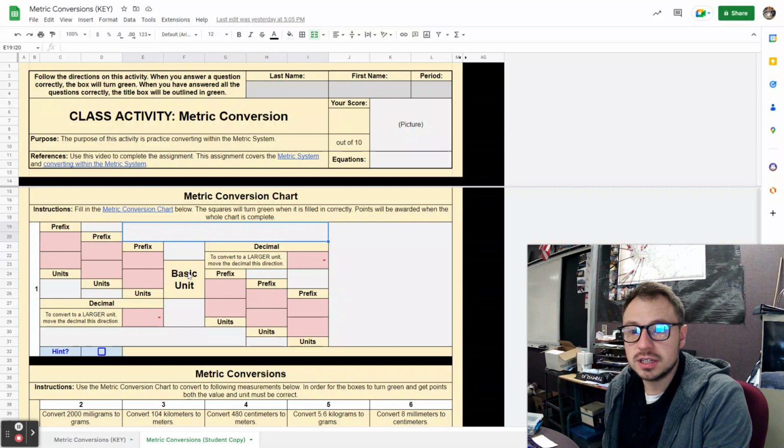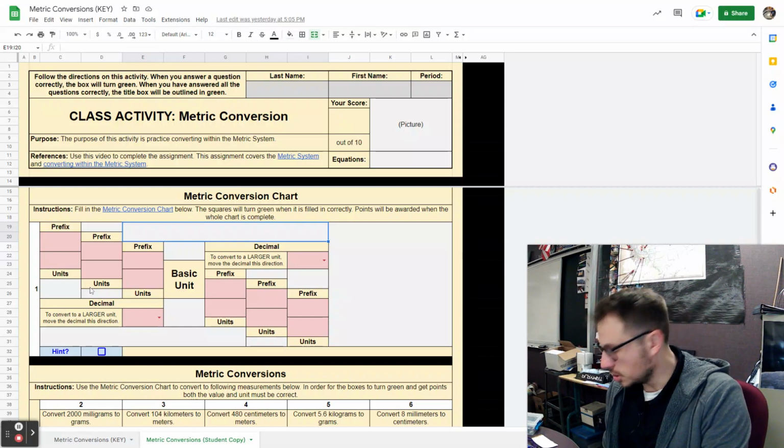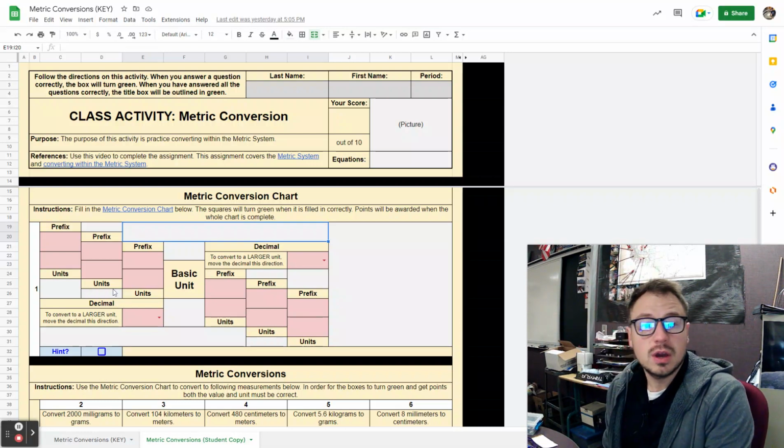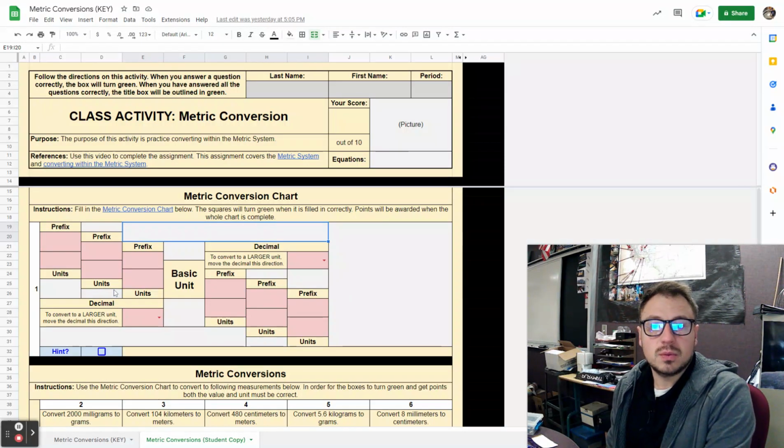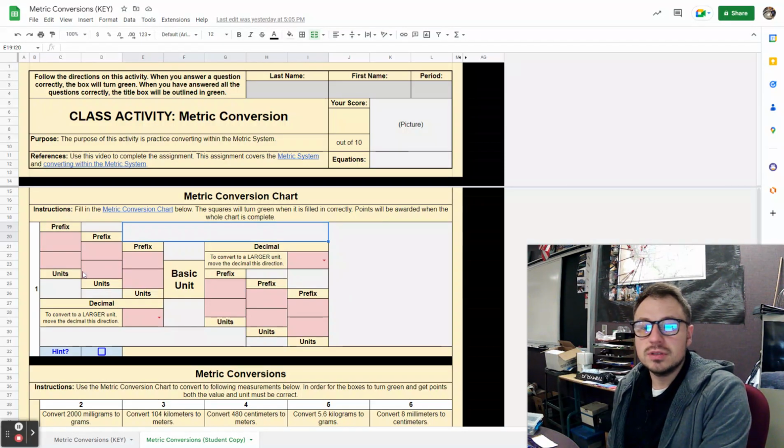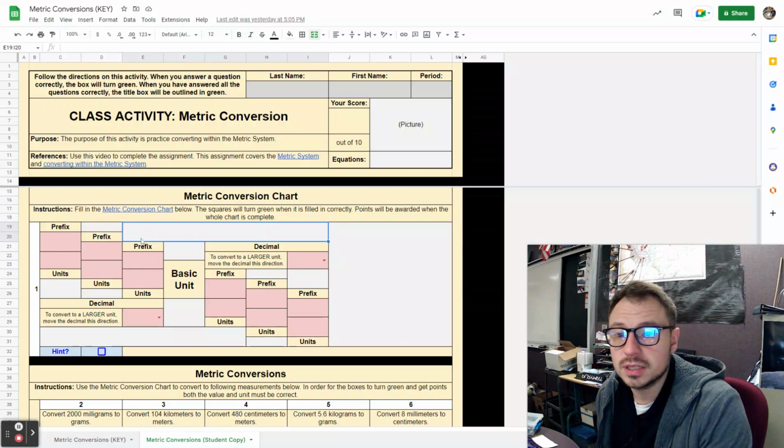So you're going to make this. You can see here in the center, we have the basic unit. We're going to be making a larger unit going this way. Whatever you type in, it'll turn green. You'll get the points once it's all done.